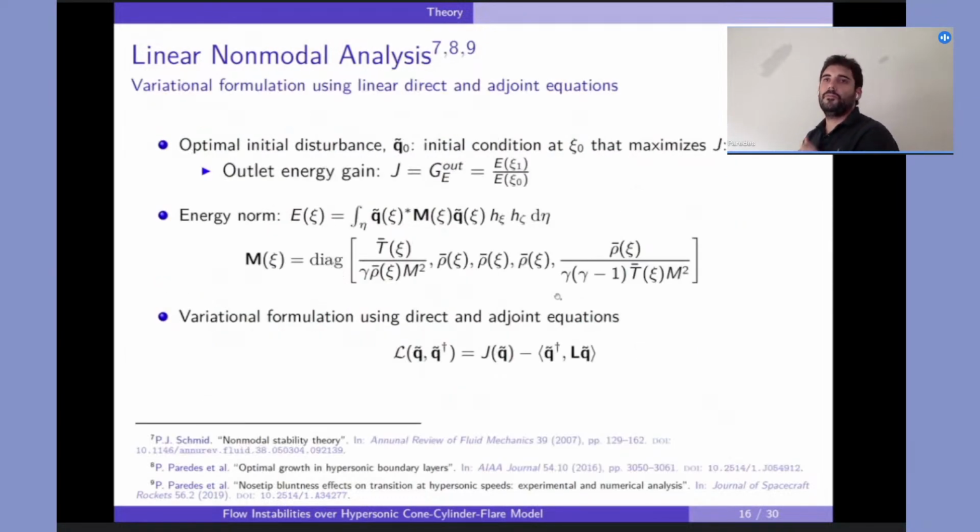We also did, for this analysis, some non-modal analysis, and for that, what we do is an optimization problem. I don't need to go too much into this, but we use the variational formulation using direct and adjoint equations to know what's the optimal perturbation for maximum growth. We do this when we don't know what's happening, so we are trying to see if anything can grow linearly in that flow.